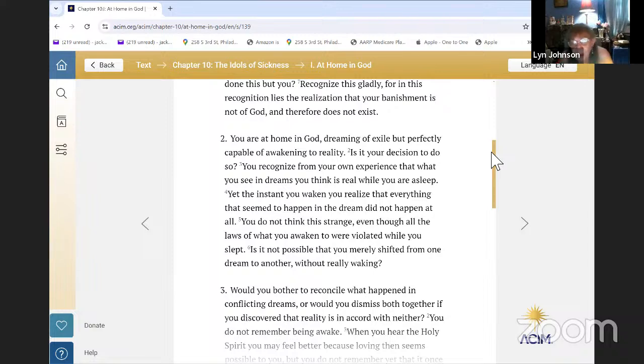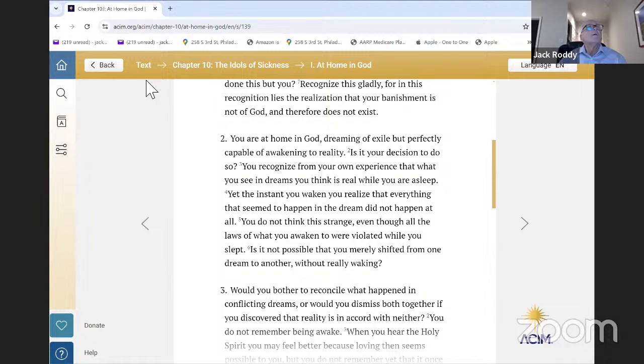Okay, I'm going to read paragraph 2, if that's okay. Okay, go right on ahead. And if Regis wants to speak up, he can speak up too. He's still got his microphone blocked off.